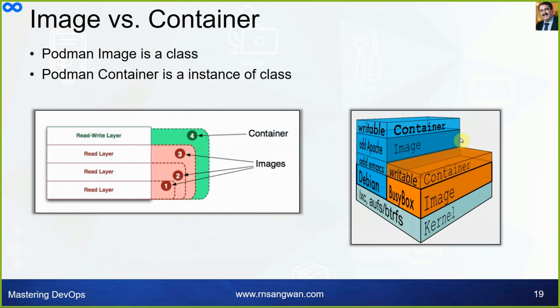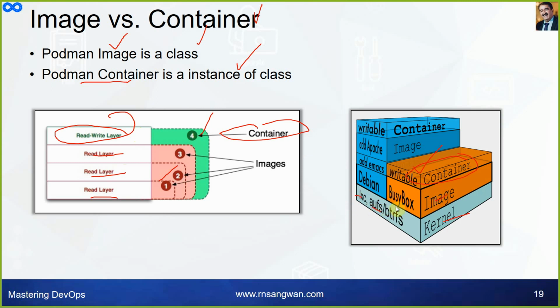Those who have an understanding of object-oriented programming, think of a Podman image as a class and a container as an instance of the class. So image layers plus a read-write layer make the container. So this is the container. These are images. So here also, a kernel image, add a writable layer, will make it a container.